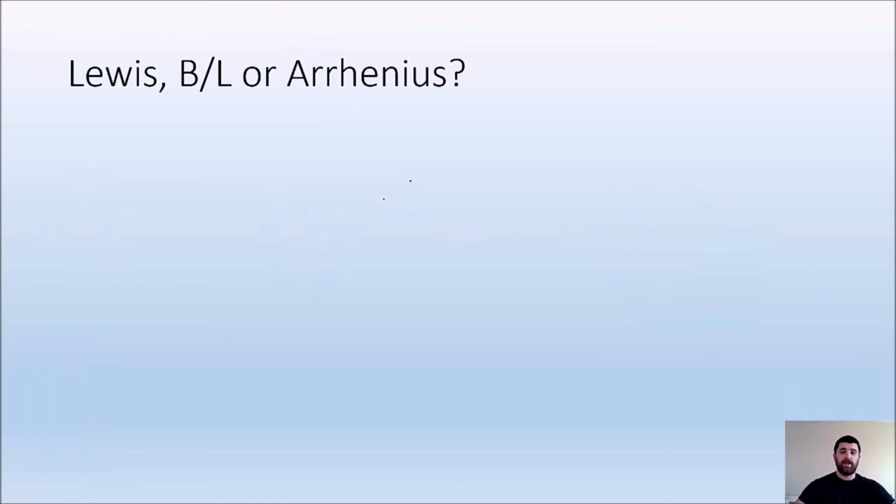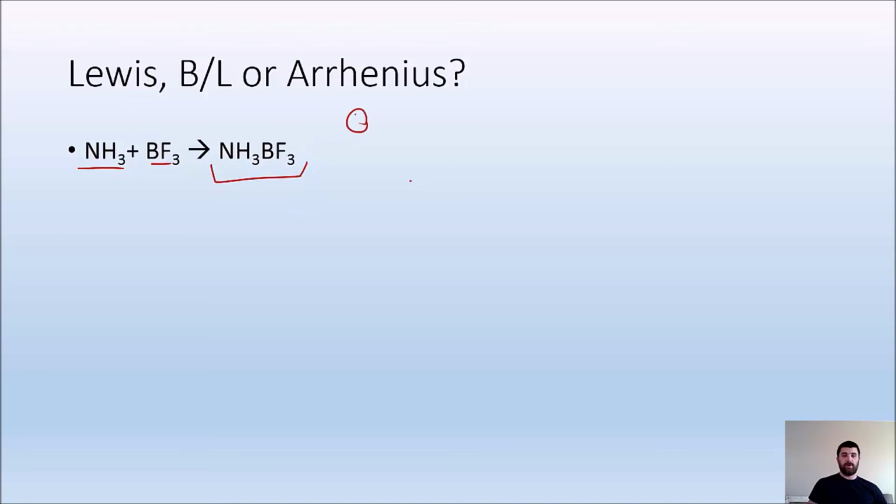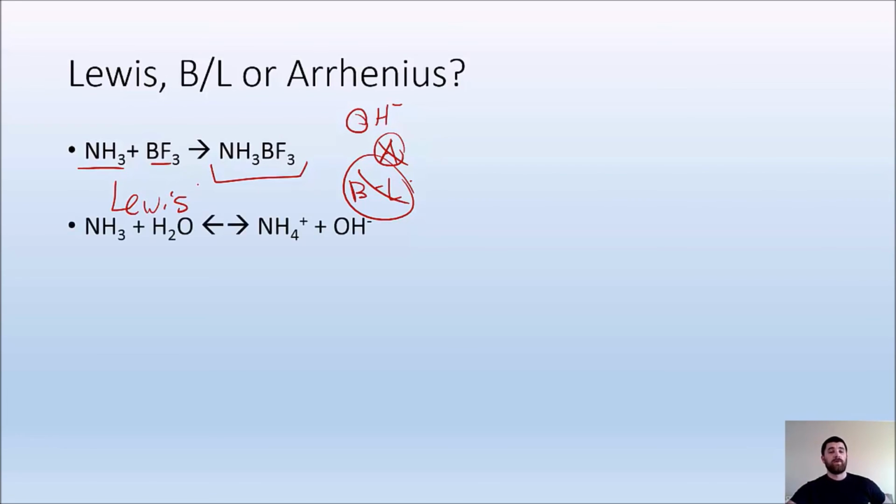So now the question is, can we look at a chemical reaction and determine if things are being Lewis, Bronsted-Lowry, or Arrhenius acid-base? So we take a look at this one. We've got NH3 and BF3, and they react to make one compound. I don't see OH minus, so I can definitely rule out the Arrhenius definition. There's no protons being transferred, so I can rule out the Bronsted-Lowry definition, which means it's got to be the Lewis acid-base definition.